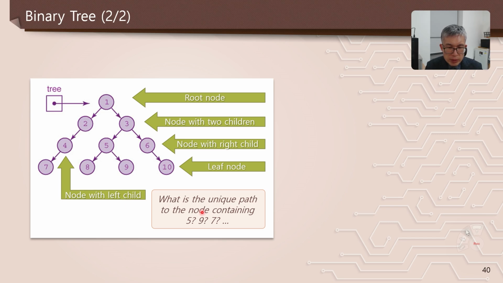So what is the unique path to the node containing 5, 9, 7, 5, 9? Okay, so 5 here, 7 here, and 9 like this. So in a tree there is no cycle. The path from source to destination is unique.